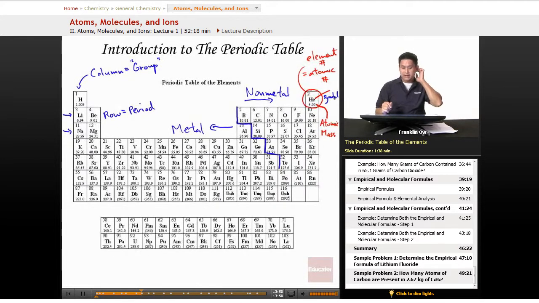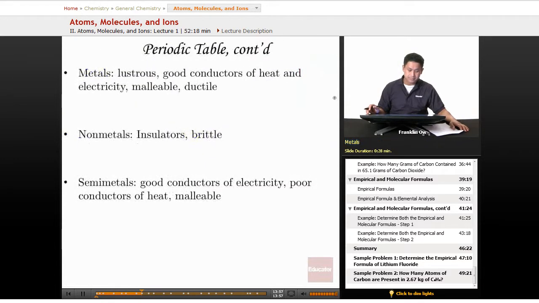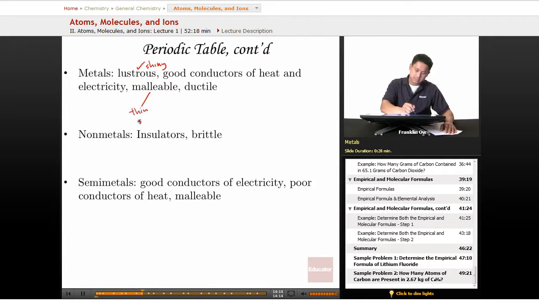We're going to talk now more about different areas of the periodic table. Now, we talked about metals, and metals have the following characteristics. They appear lustrous, which is shiny. They are good conductors of heat and of electricity. They are malleable, which means we can form thin sheets out of them. And they are ductile, which means we can pull them into fine wires.